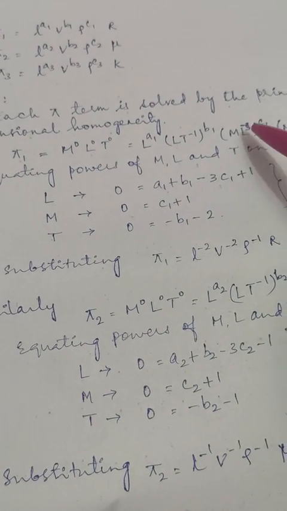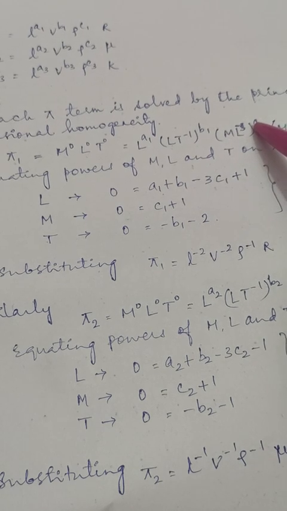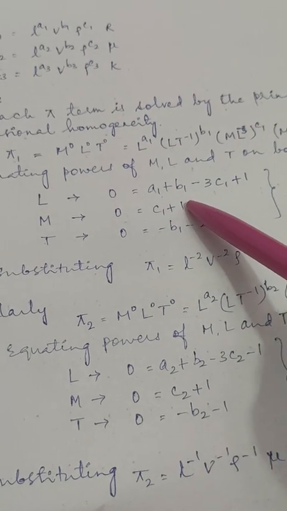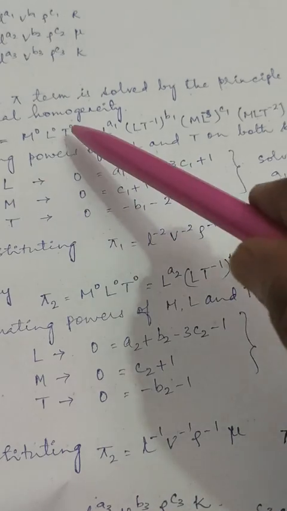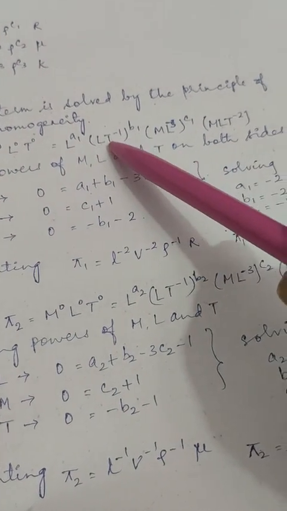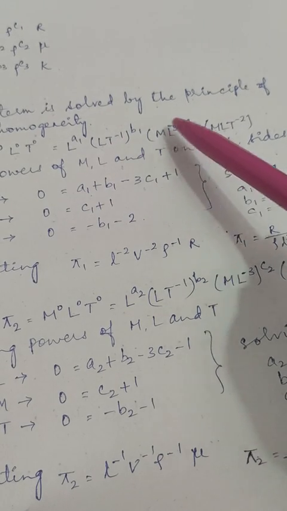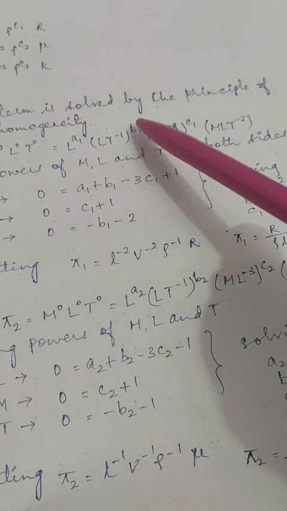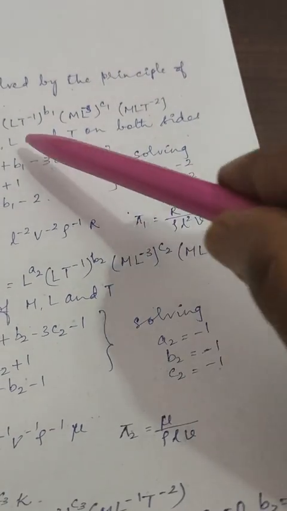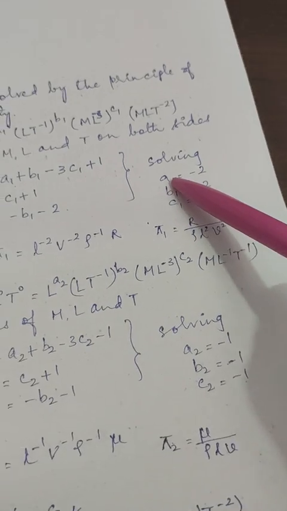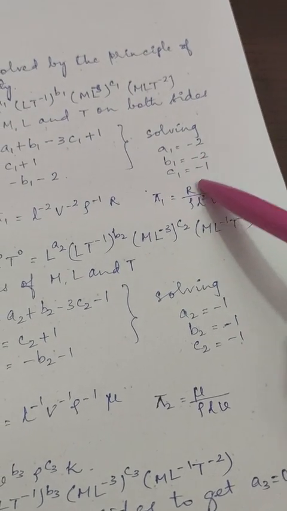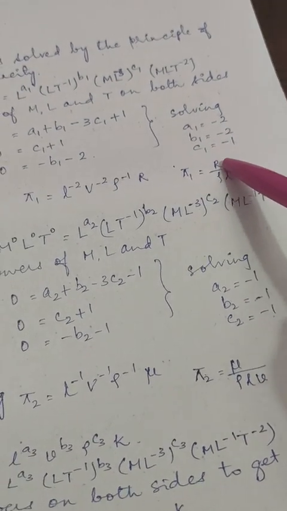So the power of m on the right hand side, m to the power of C1 into m to the power of 1, so it is C1 plus 1. Similarly, the power of t on the left hand side is 0. On the right hand side it is t to the power of minus b1 minus 2, so it is minus b1 minus 2. Solving these three equations, I am getting a1 as minus 2, b1 as minus 2 and c1 as minus 1.